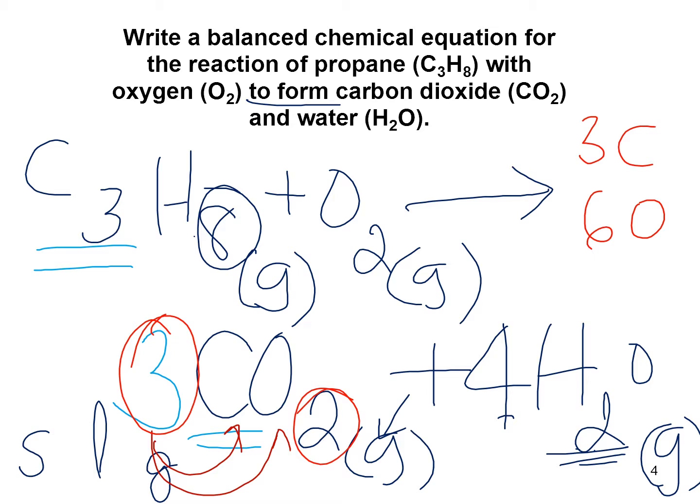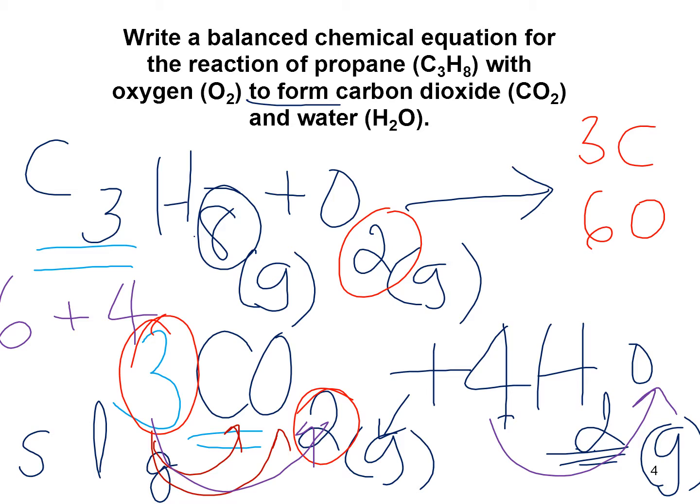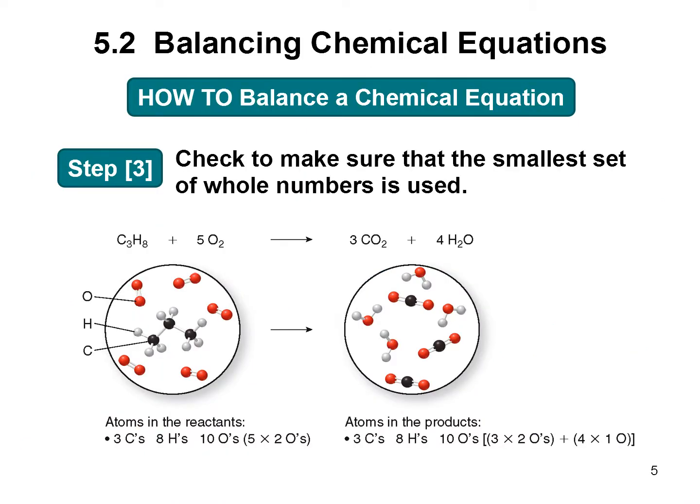Then we have to deal with our oxygen. Right now we have 2 oxygens, but how many oxygens do we have here? We have 6, plus we have 4, 10. So we put a 5 here to make it 10. You can see this sort of visually here once we have figured out the coefficients 1, 5, 3, 4. It's always going to be whole numbers that you're going to use, and you can figure it out.